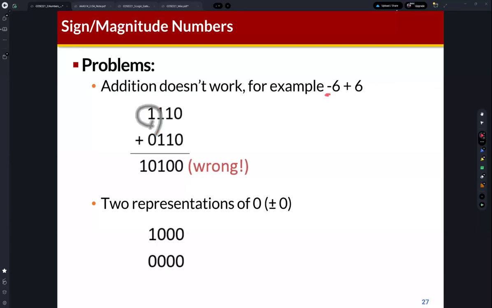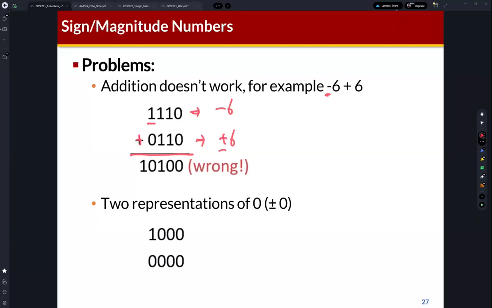So even though this is plus 6 and this is minus 6, in the computer system, minus is 1 and plus is 0. It's the same as the number, a binary number. So if we just perform addition like this, the hardware cannot distinguish whether this is the sign or this is the magnitude.